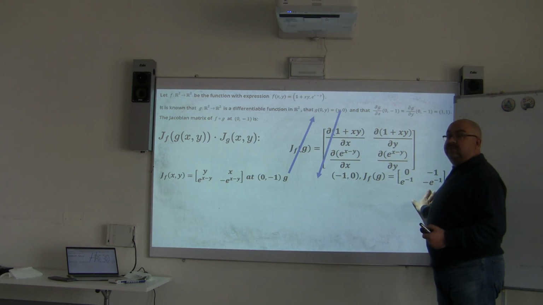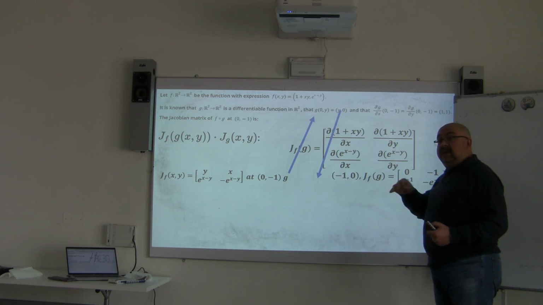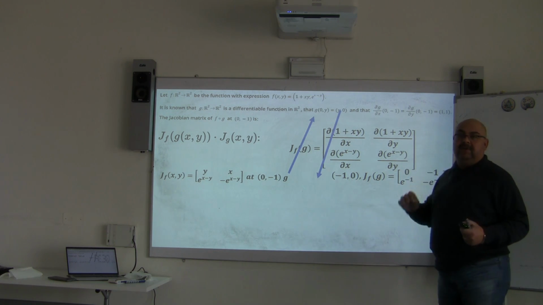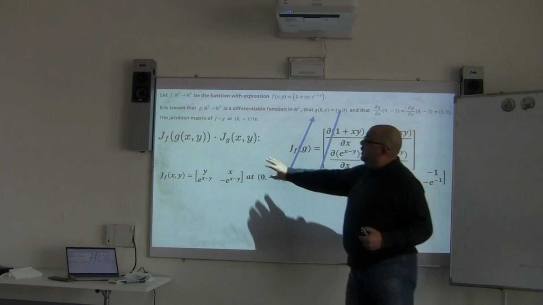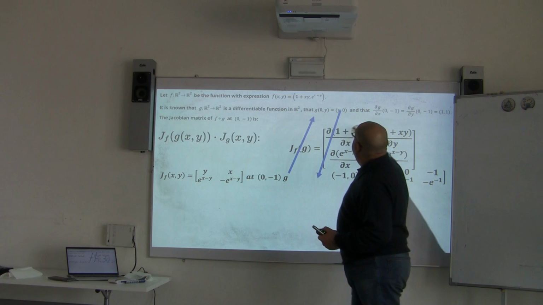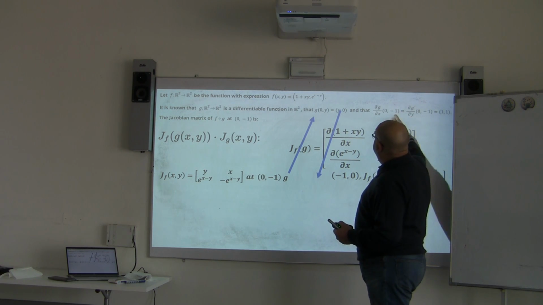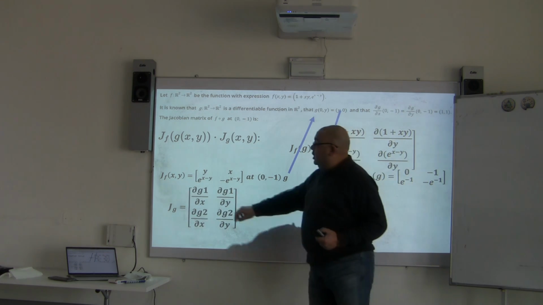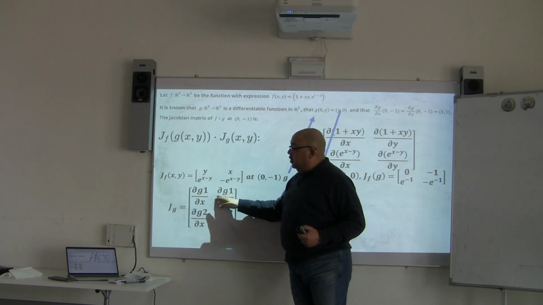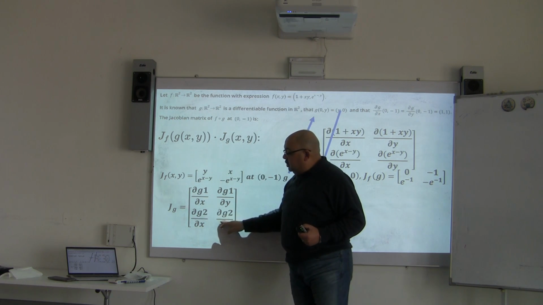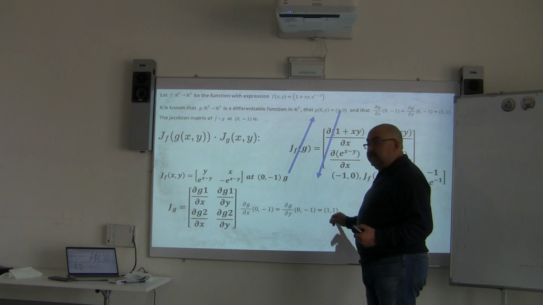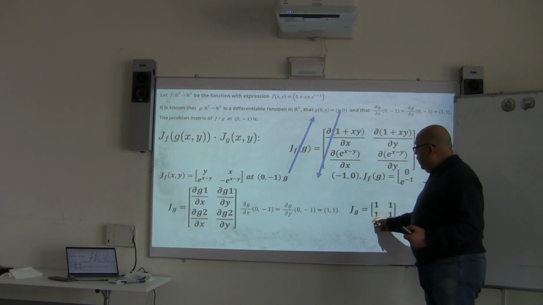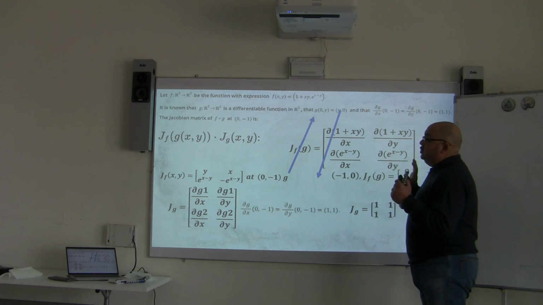So that's the Jacobian of f at g, specifically at the point 0 and negative 1, which is required. All I have to do is to find the Jacobian of g. It is already given that the partial derivatives at 0 and negative 1 are equal to 1 and 1. So differentiating the g function with respect to x and y, and the second part with respect to x and y, will give the same results, which is 1 and 1. The Jacobian is going to be 1, 1, 1, 1. All I have to do is to substitute.